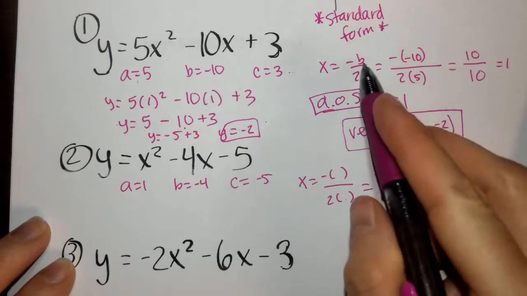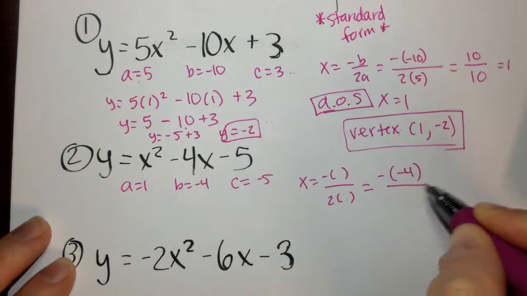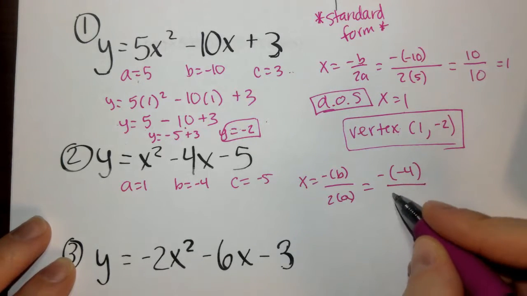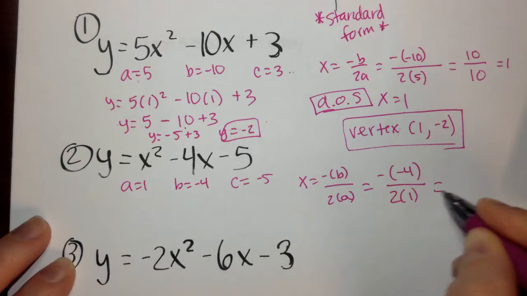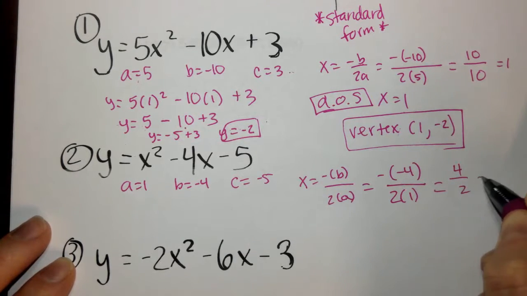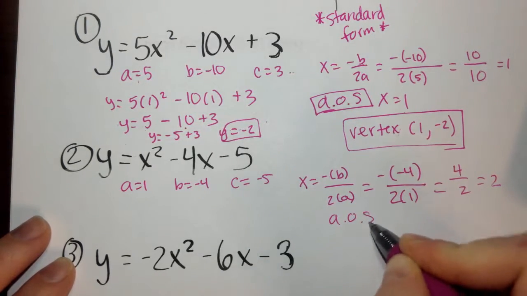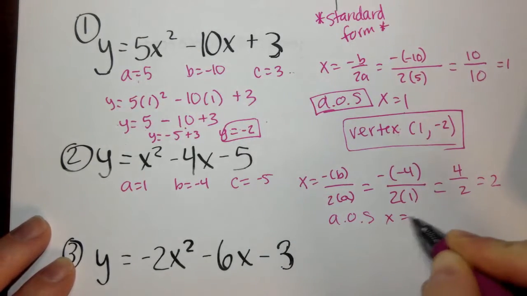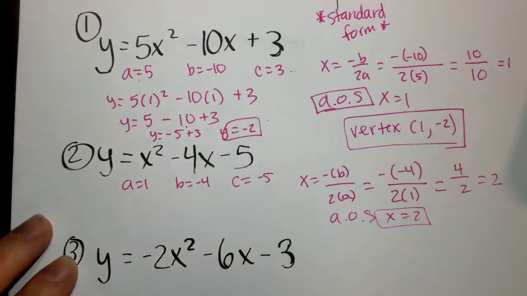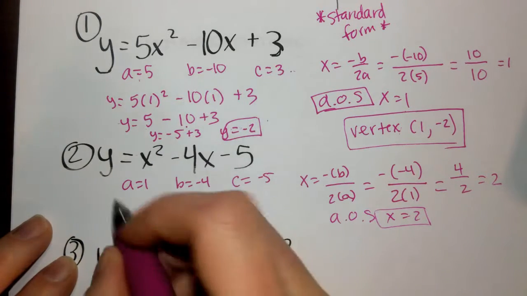So B, right, from our formula is negative 4. And 2 times A is 1. Alright, negative, negative, positive. 2 times 1 is 2. This comes out to the axis of symmetry being x equals 2. Okay? Then what we did at the end was we plugged x back in to find our y value.